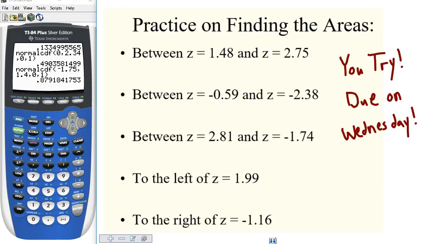These problems you need to copy down onto your notebook paper and try them on your own. You can use your calculator, you can use your table, you can use both. But these problems are going to be due on Wednesday. So I want you to copy them down and try them and have them ready for class on Wednesday.